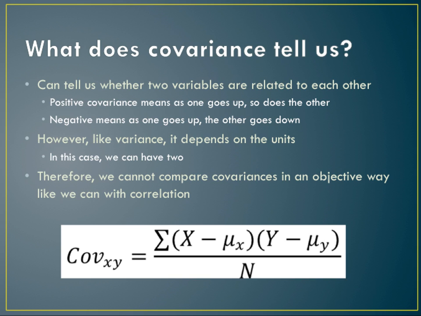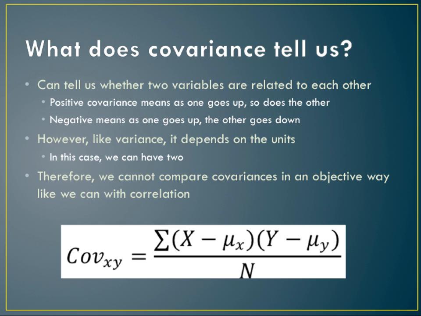So let's now think about covariance a little bit. We're going to get into it some more on the next lecture when we talk about the model. But covariance tells us basically whether or not two variables are related and how. So if you have a positive covariance, it means as one goes up, the other goes up. And if you have a negative one, it means as one goes up, the other goes down.